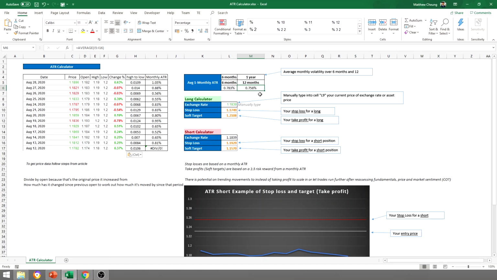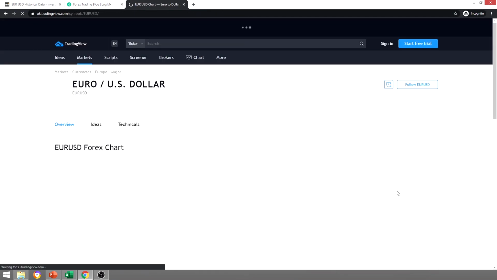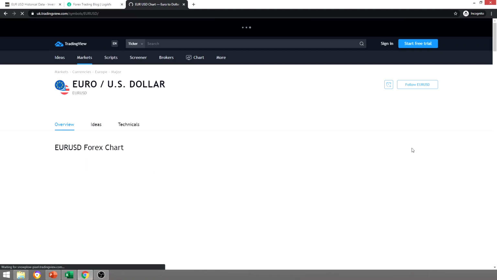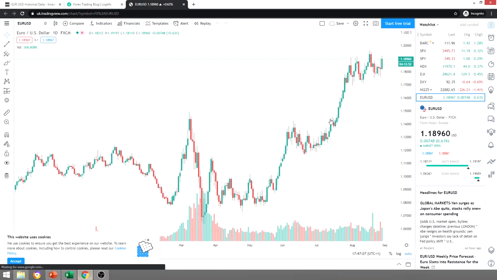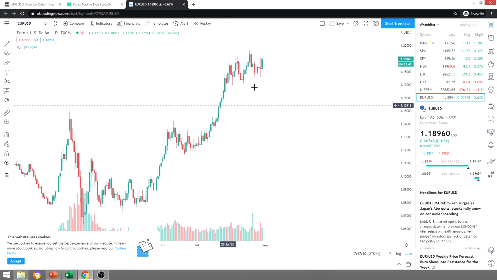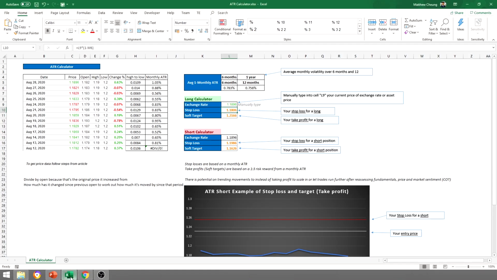So let's put that into an example onto the Euro USD chart. Okay, what would it look like? Well, if we go ahead and go to Euro USD TradingView, and we just open up a random Euro USD chart, what will it actually look like, the values that we put into the calculator? Let's take a look. So we have an exchange rate of 1.1896 and a stop loss of 1.1806. Okay, so here's the most recent data.